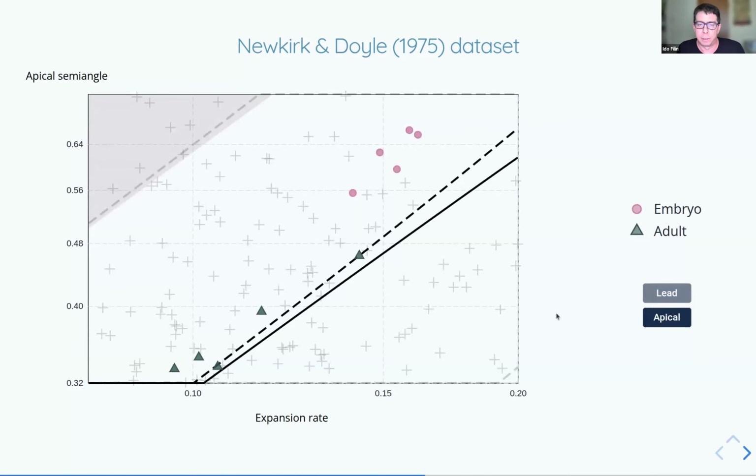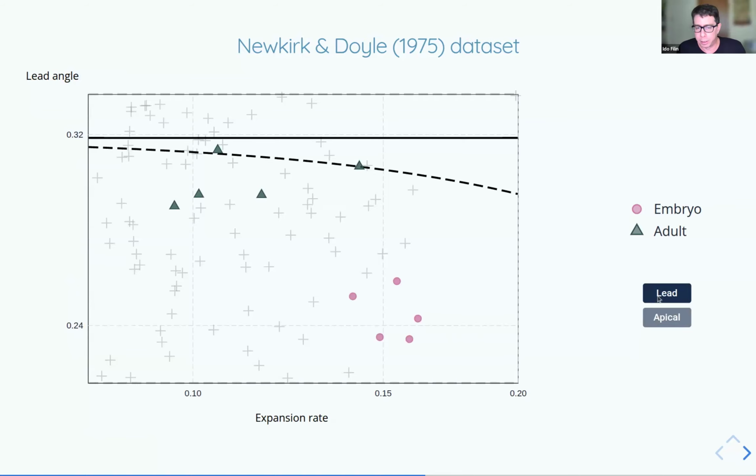It's even more visible when we zoom in. When we zoom in, we can see that even within the embryos and within the adults, there is this linear relationship, which largely disappears when we switch to lead angle. And there is some suggestion that embryos and adults are different, have some difference in lead angle as well.